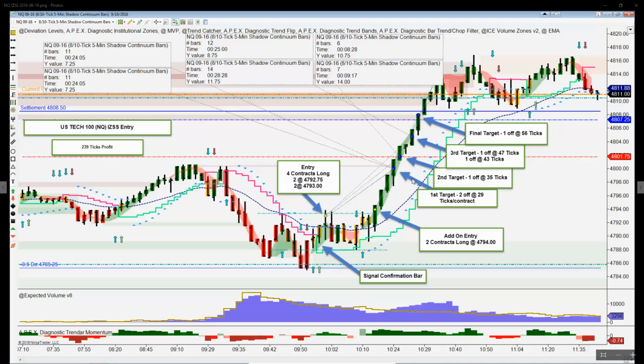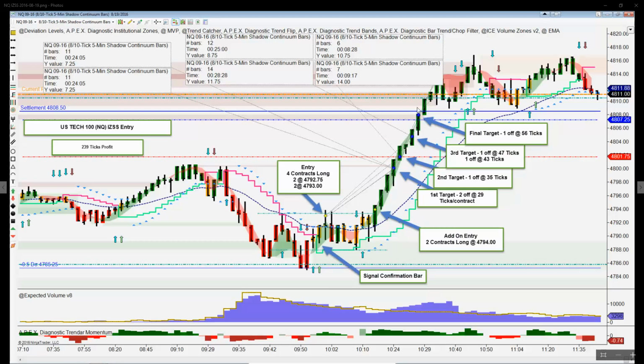Now, one of the things I wish I had done but I didn't do was I wish I'd put this target at the blue ice and held on to this one a little bit longer, because you see the MVP would have gotten me out right here.